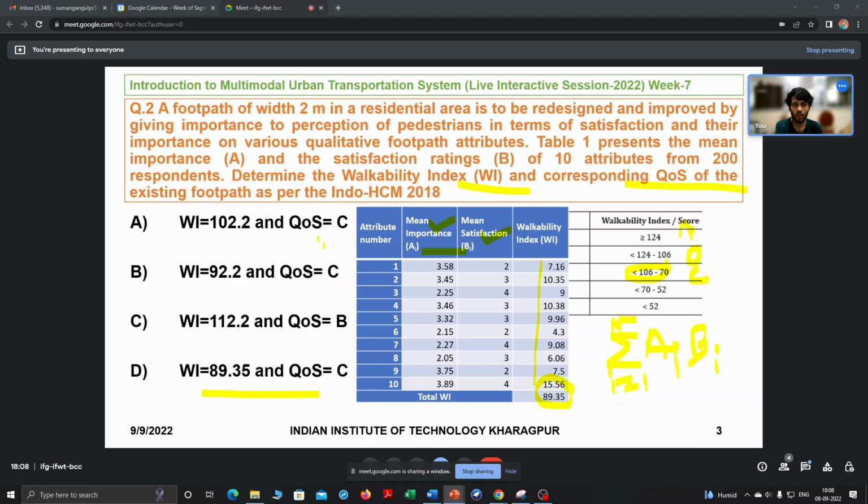It is nothing but, if someone has given you the mean importance satisfaction score, then you just multiply it and then add them up, right? And from the table you will get the quality of service. Basically this is based on the Indian Highway Capacity Manual that was developed in 2017-18. Yes, simple to solve.